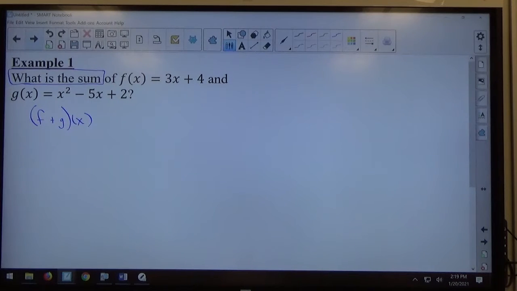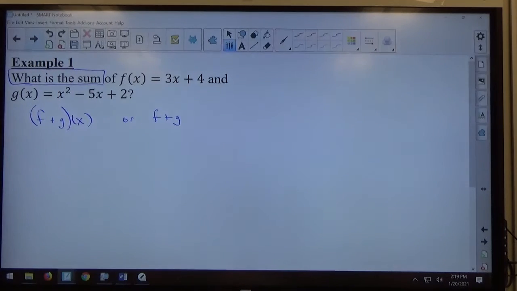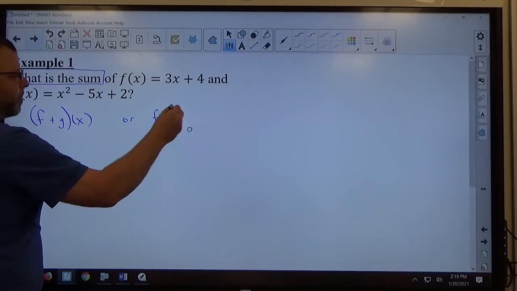Sometimes the book will just say find f plus g, they won't put the of x part. It means the same thing. So f plus g of x or just f plus g. One or the other, they're going to give it either way, but this is the way I like to write it, but sometimes the book will just say find f plus g. It means the same thing. All right? So I'm not going to put that there.